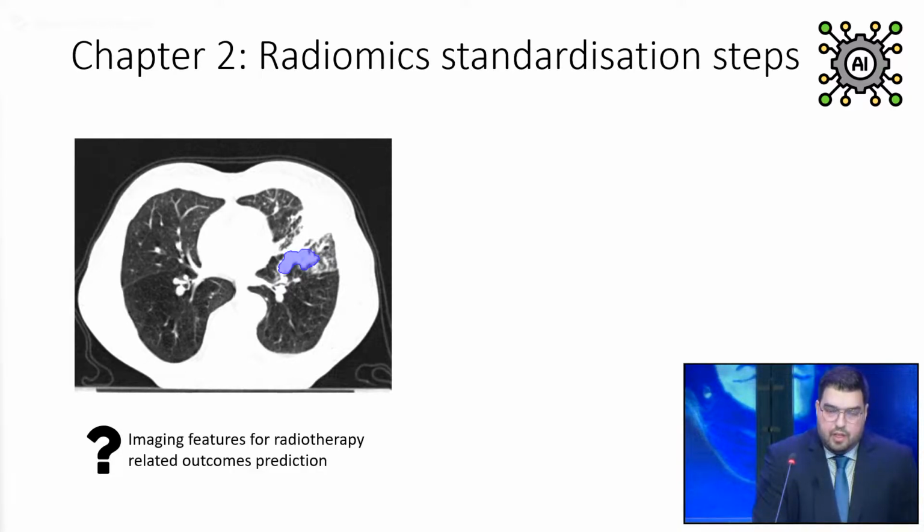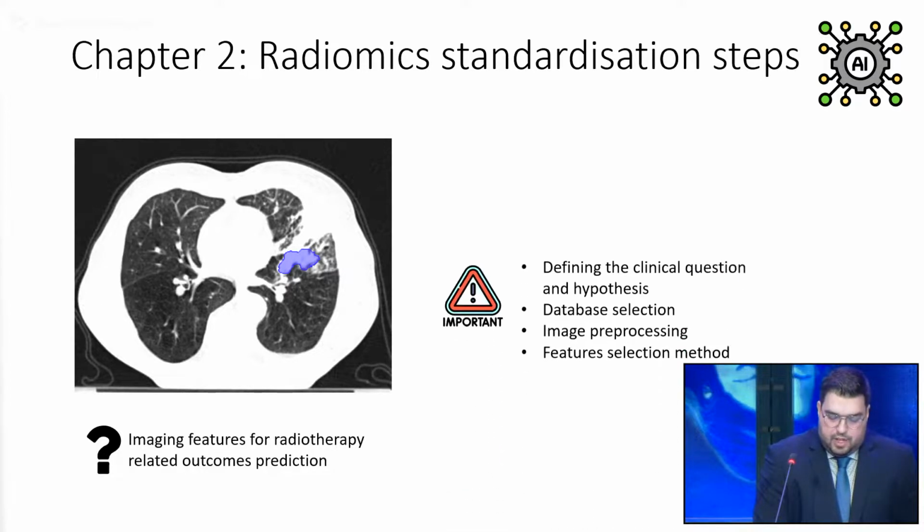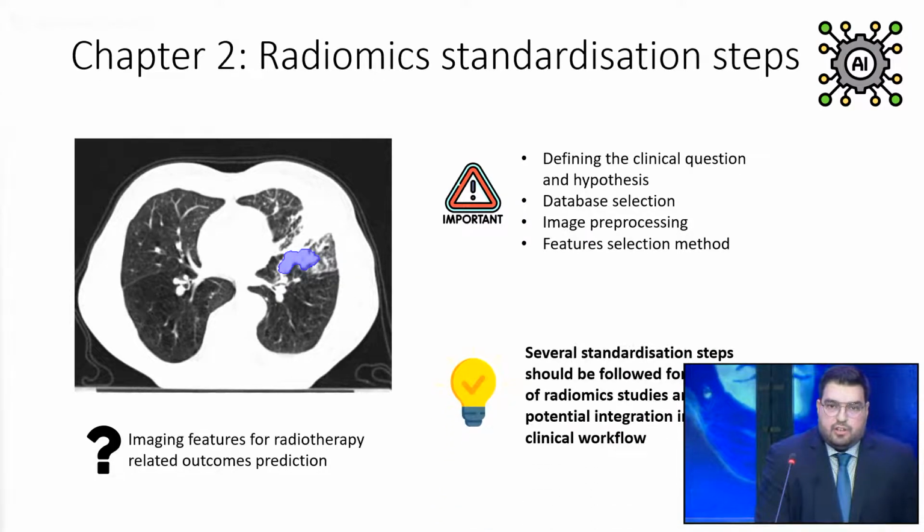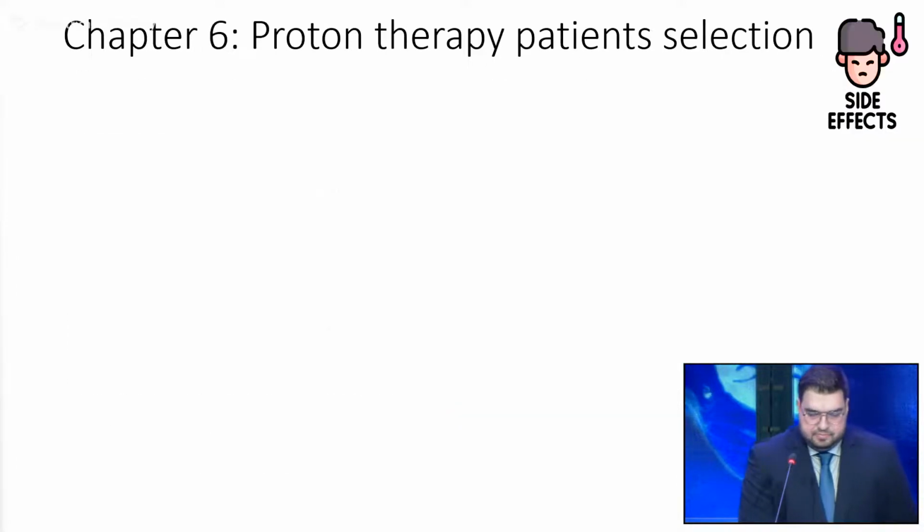In this chapter, I provided guidelines for reproducible and standardized radiomic studies. Some of the important points included details about the definition and the hypothesis of the clinical question, the database selection, the image preprocessing steps that should be taken into account, and the feature selection method. I concluded that several standardization steps should be taken into account for the design of radiomic studies, as well as collaboration between clinicians and researchers.